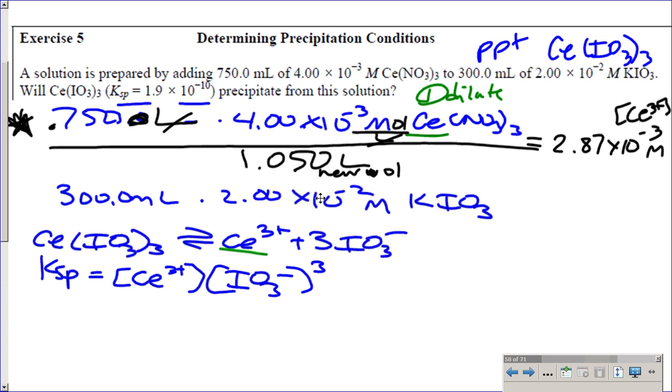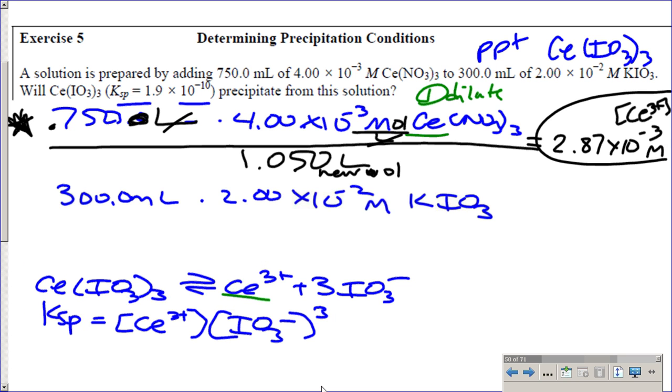You guys are smart kids. And is this less than the initial concentration of cerium nitrate? Yeah, I got 2.87 and 4.0. Definitely less, and that makes me feel good because I said I had to dilute it, so it definitely has to be less. All right, so then I'm going to do the same thing, but for the second ion. Well, what ion do I care about here?